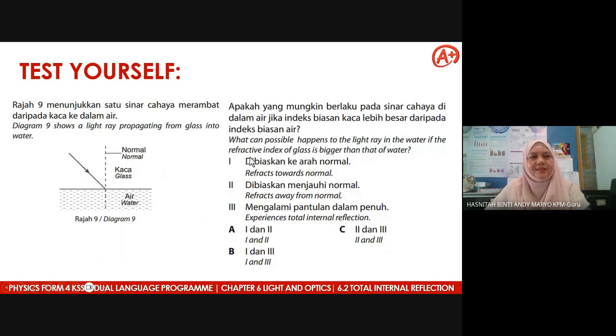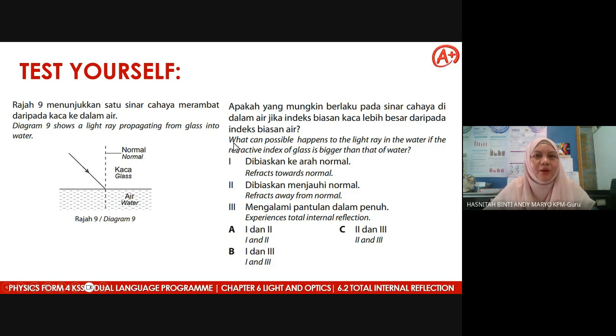Okay, next, students, next exercise question. Sorry, I didn't put a number on the question, so this is the next question. Diagram 9 shows a light ray propagating from glass into water. So this is glass, this is water. This is a multiple combination question: first, second, third, and then we have options A, B, and C.